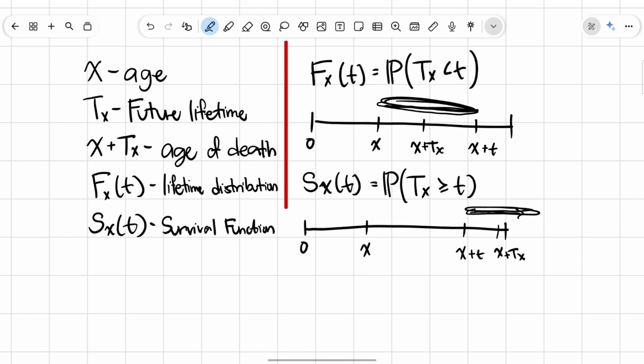For example, in this timetable, this is, let's say, the future lifetime of the person. This person has only two outcomes. He can only live or die.